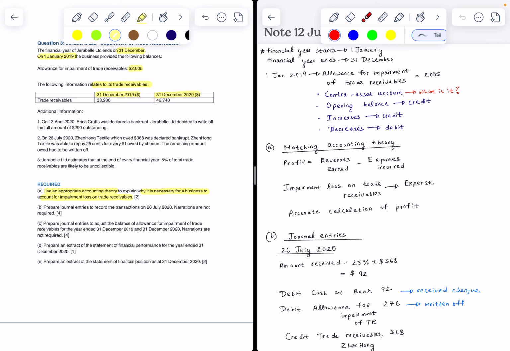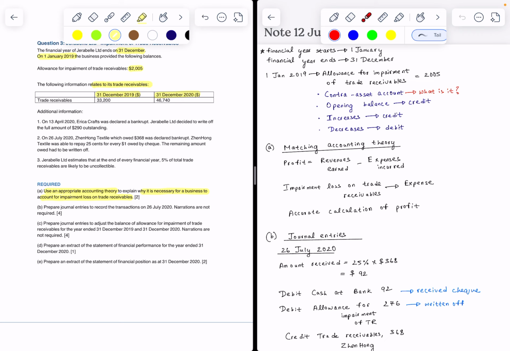Also, on 1 January 2019, we are given the balance for allowance for impairment of trade receivables, which is $2,005. What do we understand by allowance for impairment of trade receivables? Allowance for impairment of trade receivables is a contra asset account. A contra asset account is an account which is prepared to record all the reduction for a relevant asset account. And the relevant asset account in this case is all the trade receivables or the credit customers of the business.